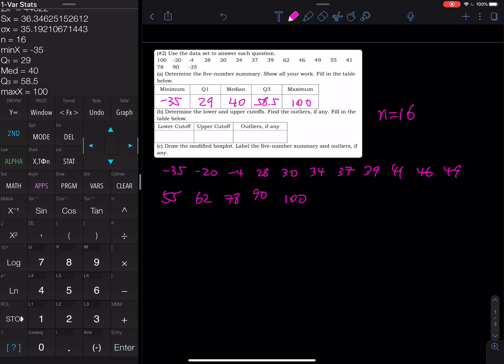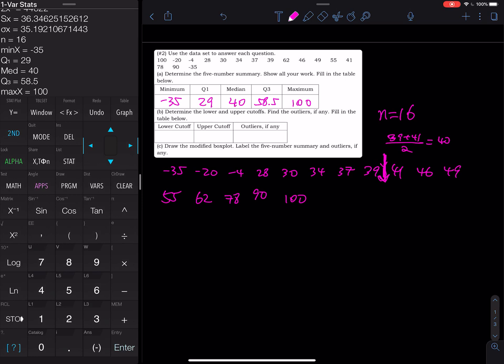So Q2, the median, is the 8th and the 9th value, right? So this one you have 39 plus 41 divided by 2, that equals 40. So this arrow is my median. So we have 7 numbers on the left, 7 numbers on the right of the arrow.